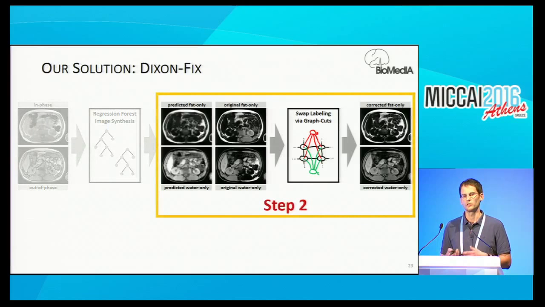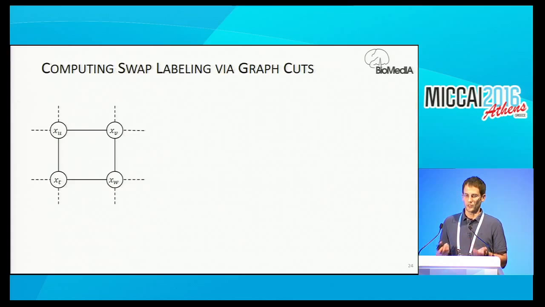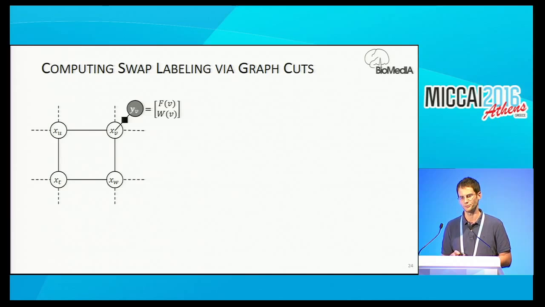and the labeling problem. To this end, we define a conditional random field with binary random variables associated with each of the voxels in the original volumes, so these axes here. And each hidden binary variable is associated with an observed variable Y here, which simply contains the fat and the water intensities from the original images.